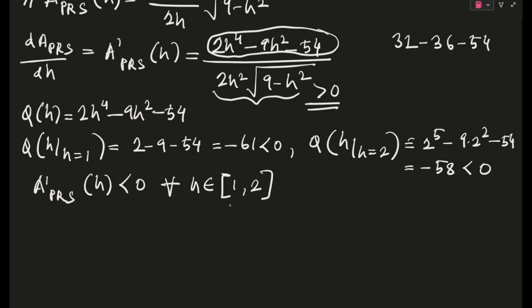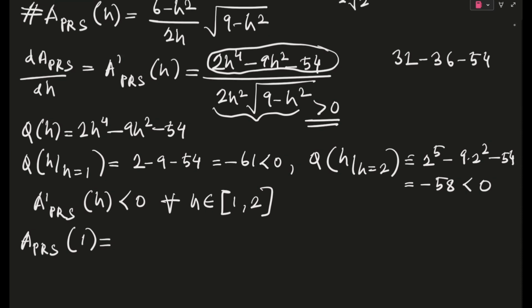Okay, so guys, I guess this thing will also be a decreasing function. So if we calculate APRS now at 1, putting h equals to 1, here's our expression, I guess this thing will come out to be 6 minus 1 by 2 root 9 minus 1. So I guess this is coming out to be 5 root 2.